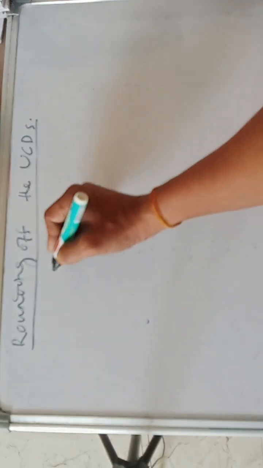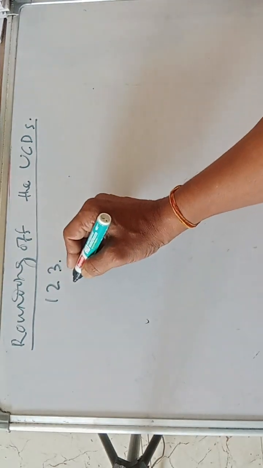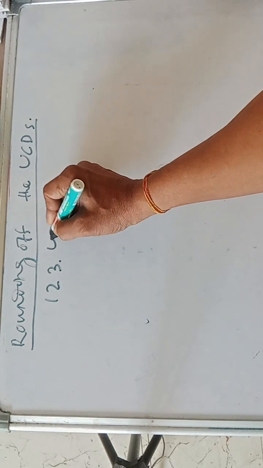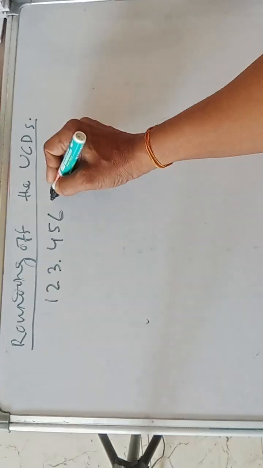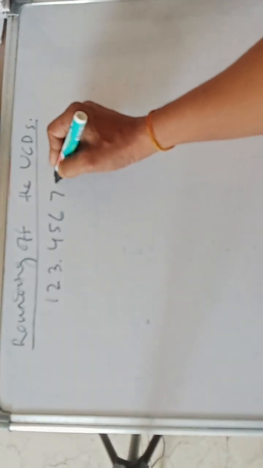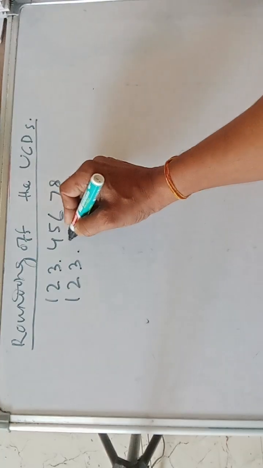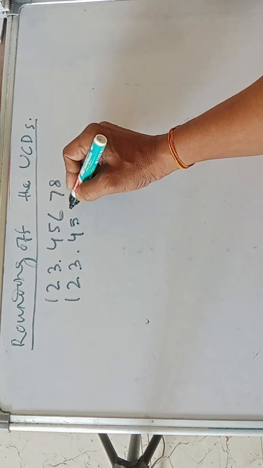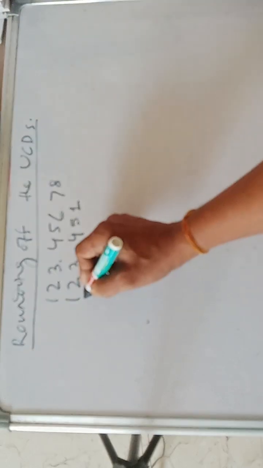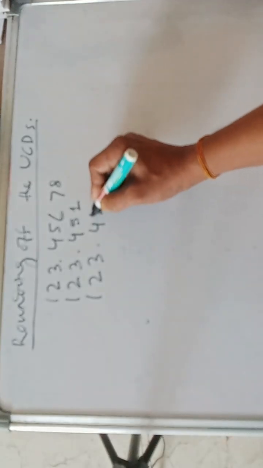This is the rounding of the uncertain digits. As a result, suppose we had these digits: 4, 5, 6, 7, 8. Another number has digits 1, 2, 3, 4, 5, 1. Another has 4, 5.